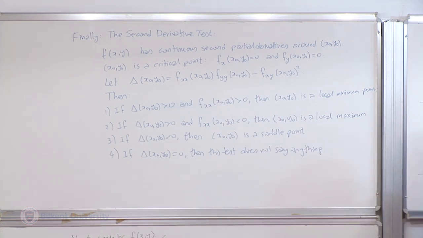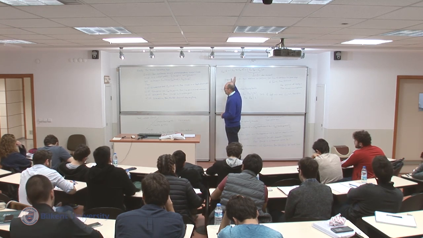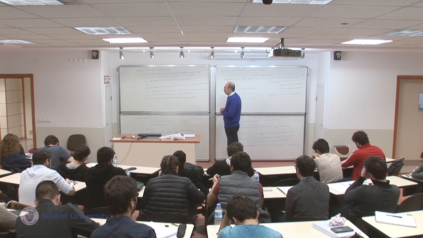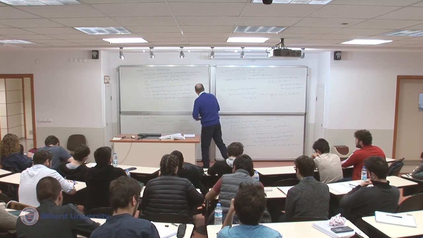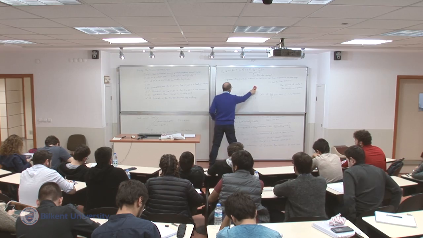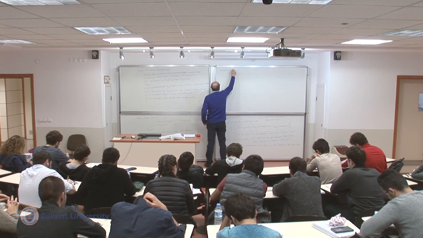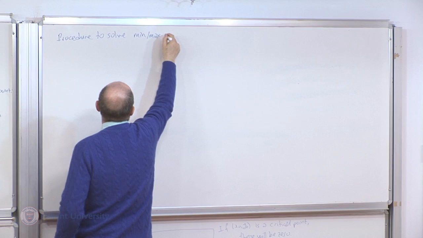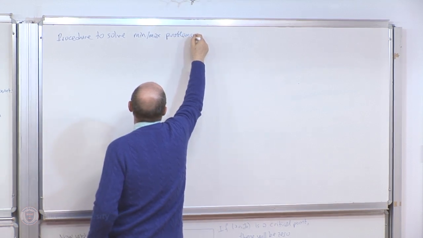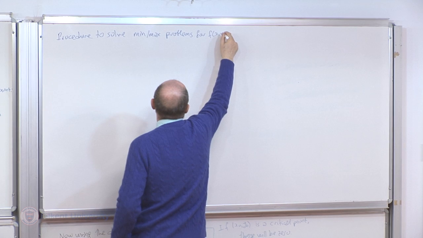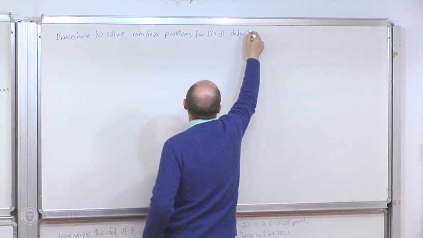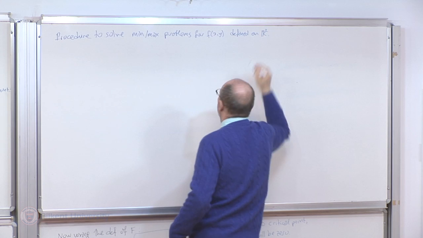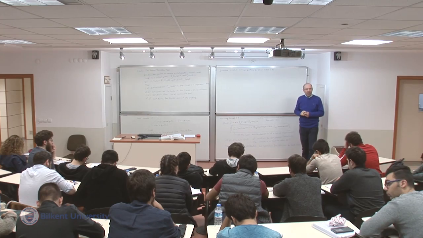Okay, so this is the second derivative test. Now let me write the procedure to solve such problems. First we will look at functions defined on all of R to solve min-max problems for f(x, y) defined on R2. So this is going to be our first type of problems.